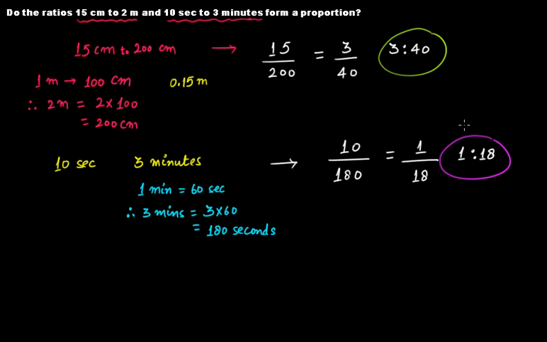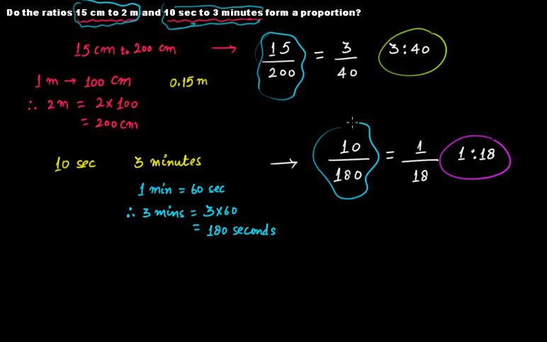Are these two ratios equal? No. 3:40 is not equal to 1:18. Therefore, these two ratios, that is 15 centimeter to 2 meter, this one, is not equal to 10 seconds to 3 minutes, that is this one. It's not equal. Therefore, these two ratios are not in proportion.